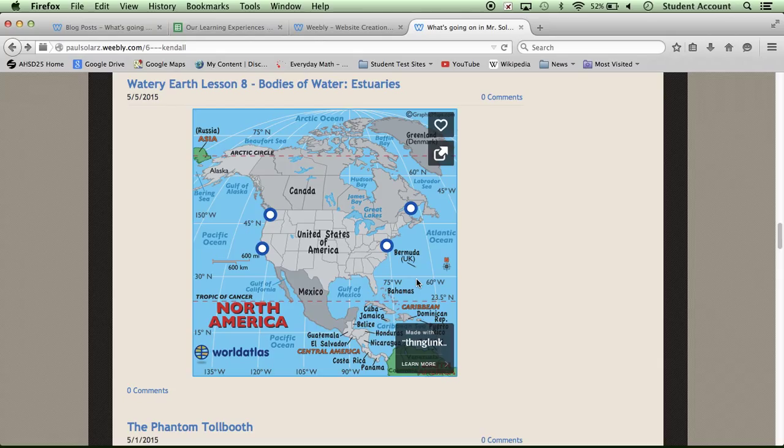So as you can see, estuaries do so much for our environment. They do so much for our ecosystem, and I hope you learned a lot today because I certainly did.